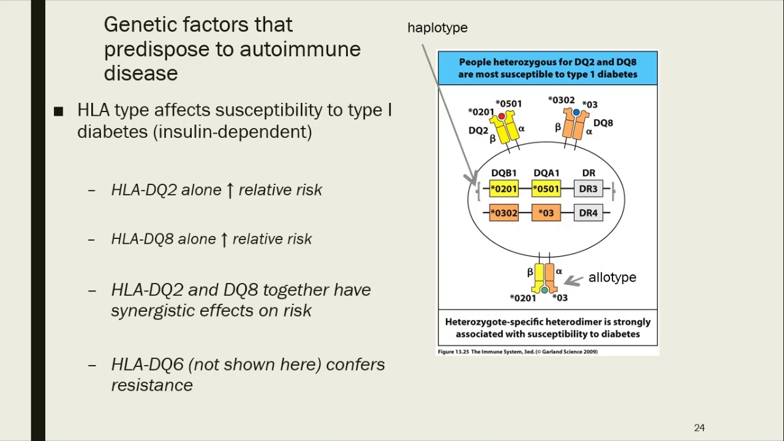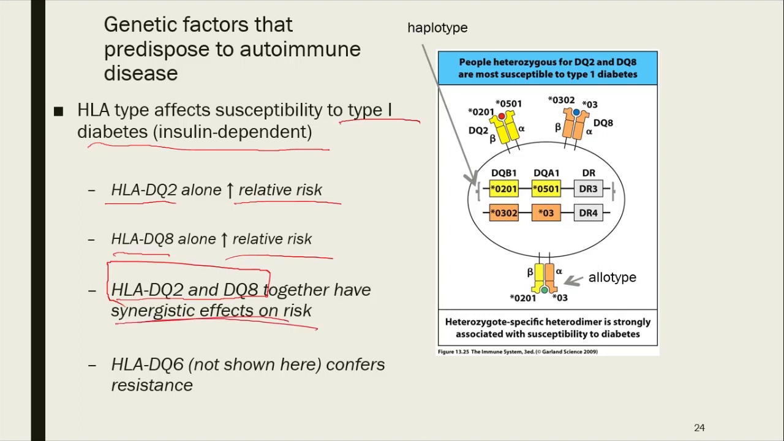Alright, so looking into what type of HLA, in type 1 diabetes, for example, that is insulin dependent diabetes, people have identified populations with HLA DQ2 and DQ8 alone have increased risk for having type 1 diabetes, and those two types of HLA being carried together would have an even more synergistic risk. So each one adds on to the risk together. And there is a type of HLA not shown here, the DQ6. It's been linked to having resistance for developing type 1 diabetes.